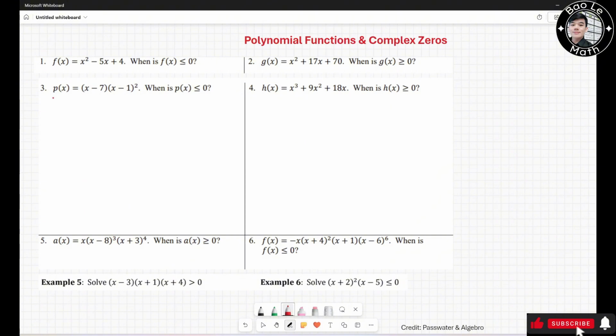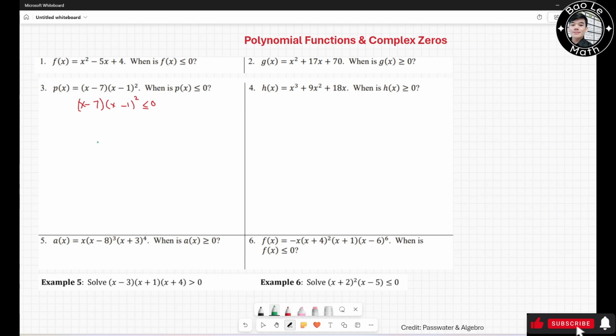Now, let's take a look at example number 3 right here. We need to solve (s minus 7) times (s minus 1) squared less than or equal to 0. The first step is to factor this, but it is already in factored form, so we don't need to factor it anymore.